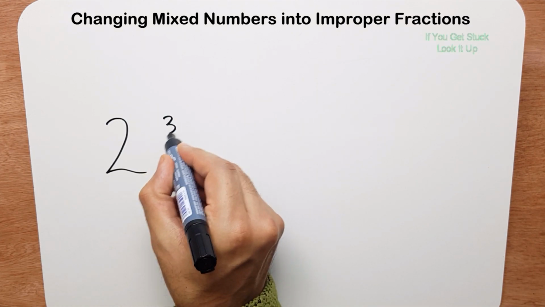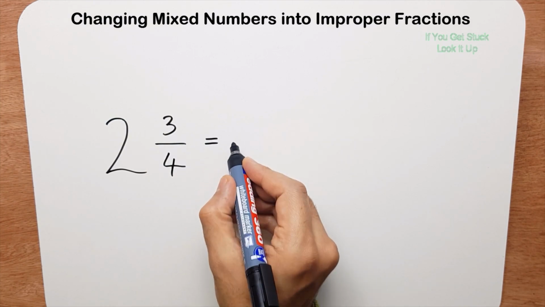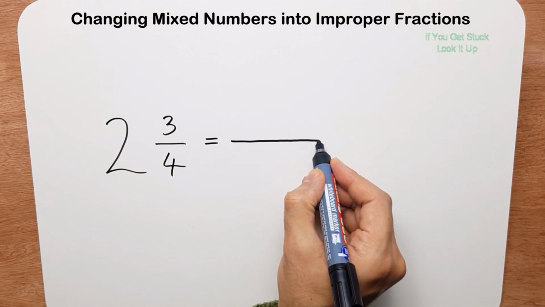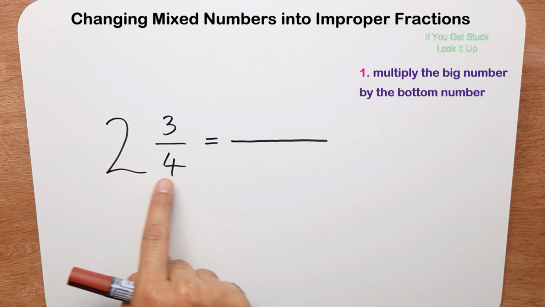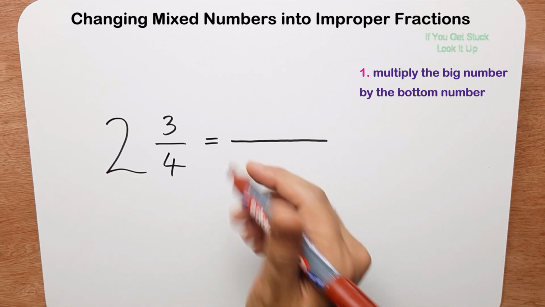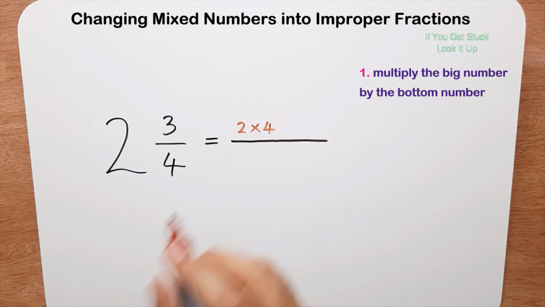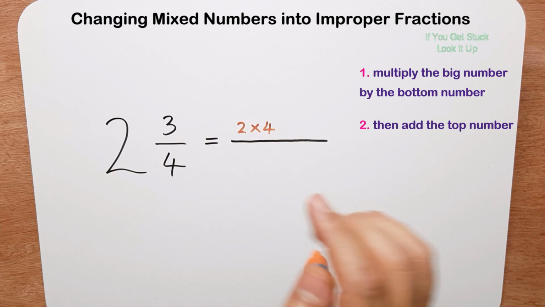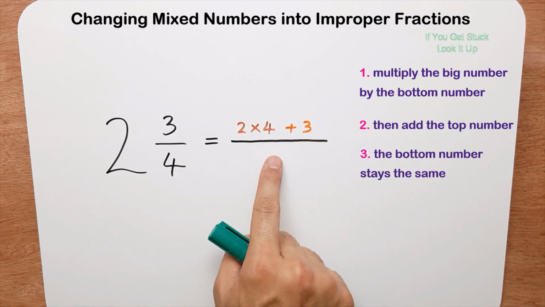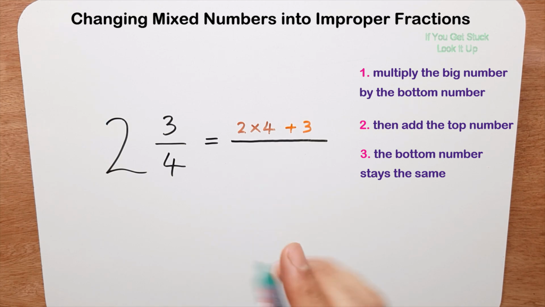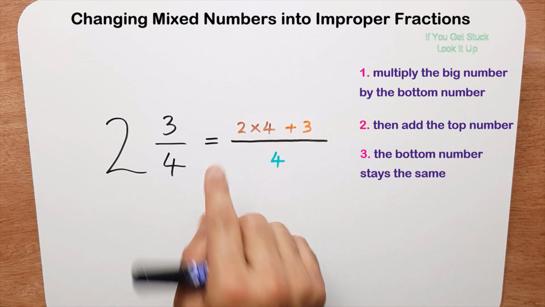So let me start here, 2 3/4. I'm going to show you the method. Draw your fraction line, a long one. The first step is to multiply the big number by the bottom number, so we write 2 times 4, plus the top number, so plus 3. And this denominator goes as the denominator here as well. They stay the same. So let's simplify this.